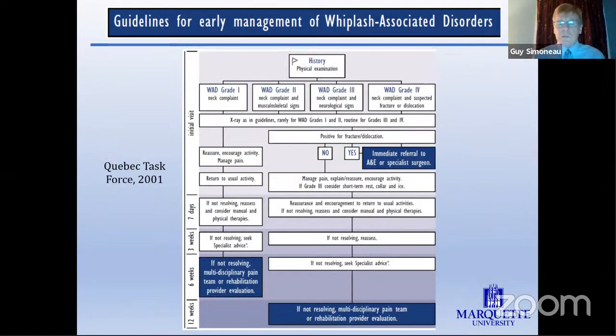The very first classification that was proposed was by the Quebec Task Force from Canada, where I'm from, in 2001. But that classification, which is very much used today, only relates to whiplash-associated disorders. When you look at information, grade 1, 2, 3, that's very much in use today. You see that reference all the time. But remember that it is only for the whiplash group, not for the entire population with neck pain.